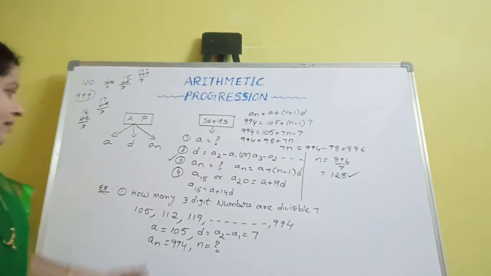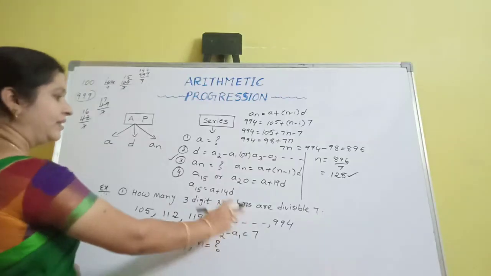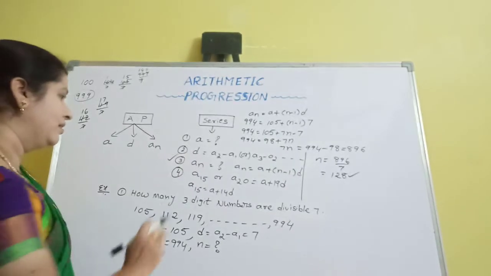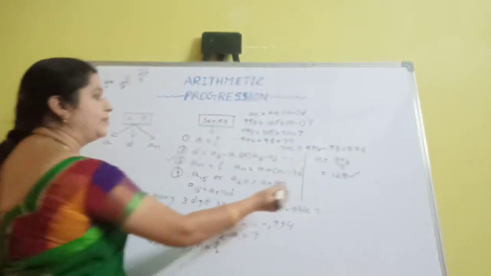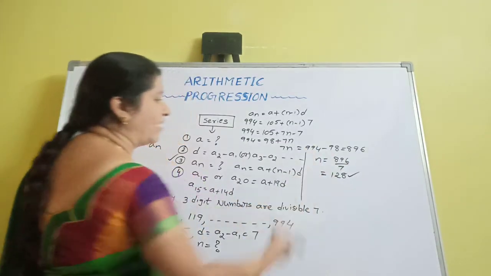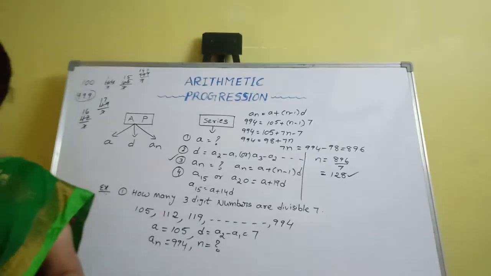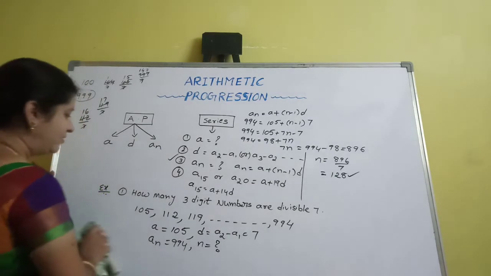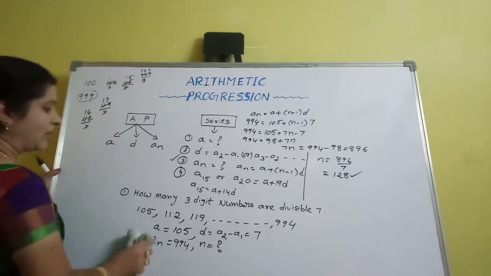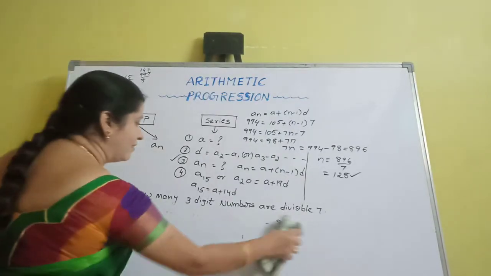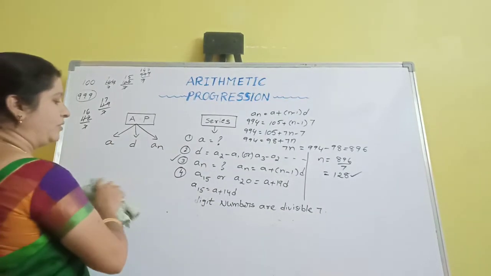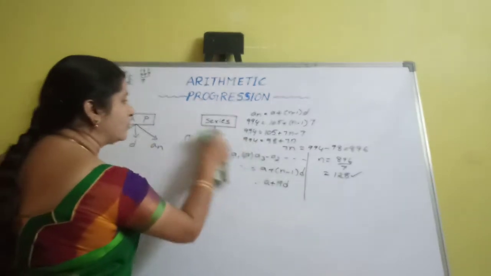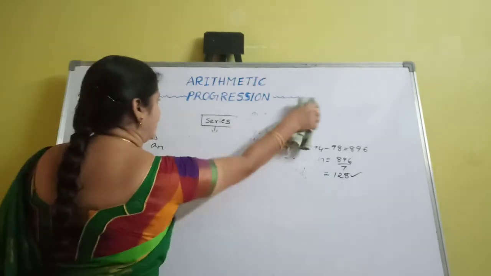So how many 3-digit numbers are divisible by 7? The condition is divisible by 7 numbers only. So how many 3-digit numbers divisible by 7 are in this series? 128. The answer is 128. Okay, understood? These are very easy sums in this chapter. If you know the three main characters, a value, d value and an value, you can solve any question in this arithmetic progression.